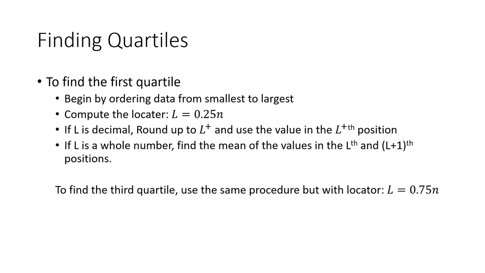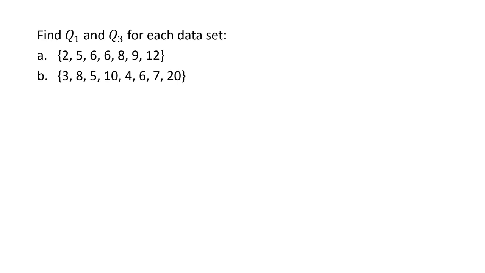And then we have the same rules. If we get a decimal, we're going to round up. And if we get a whole number, we're going to take the average of 2 values. If we want to find the third quartile, our locator becomes 0.75 n, because we're trying to figure out where 75% of the data is below. So let me just do an example. I think this will make much more sense with an example.